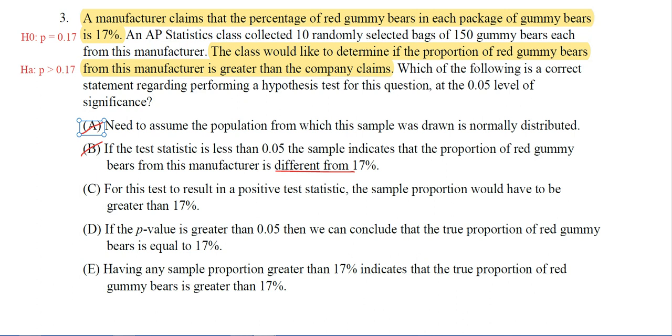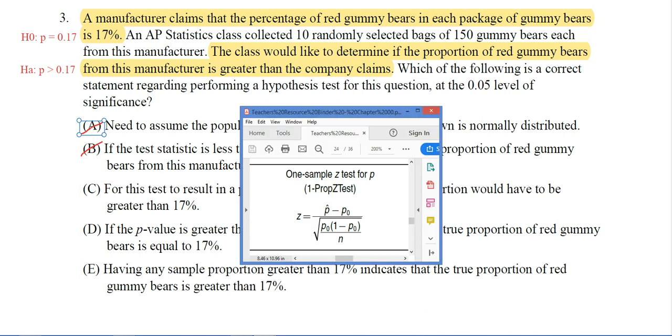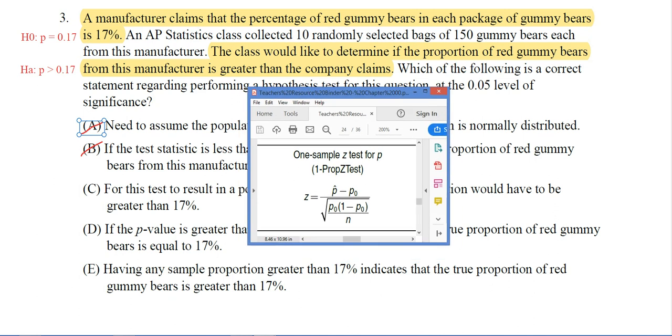Okay. C says for this test to result in a positive test statistic, the sample proportion, so that would be p hat, would have to be greater than 17%. Okay. So let's take a look at the formula for the test statistic. Okay. It would be p hat, the sample proportion, minus p0. Right? And in this case, p0 is 17%.